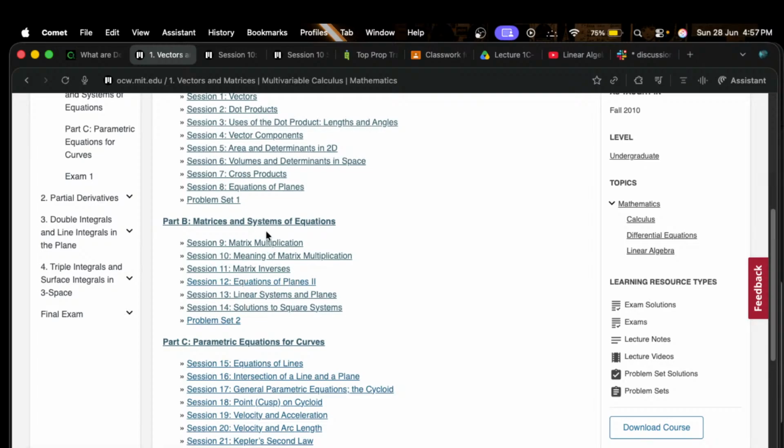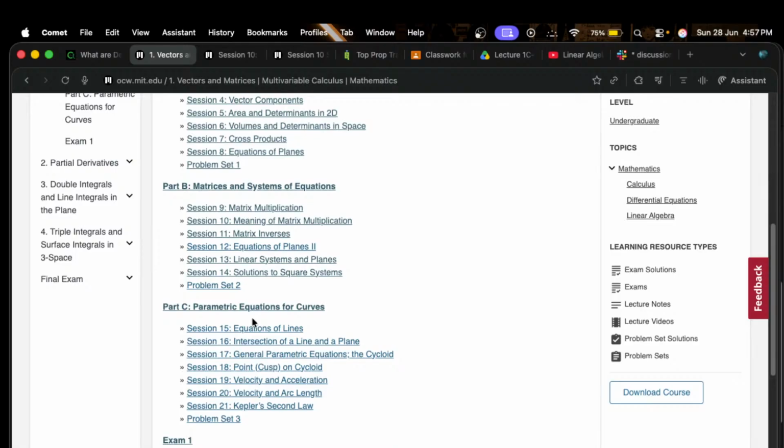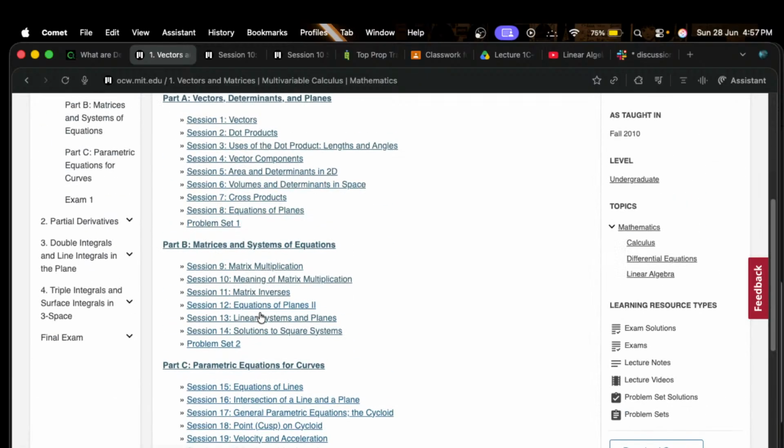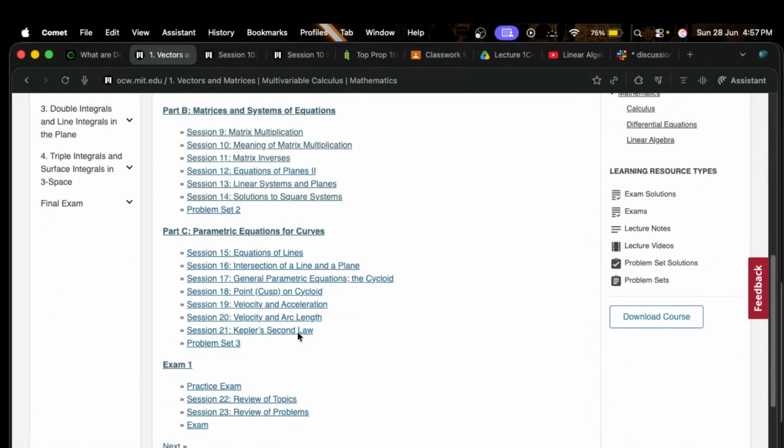So the dot, cross, and vector components are kind of useful. Cross is useful, matrix multiplication is useful, inverse of the matrix is useful. Then I came to solution to square systems. This is important, and probably that's it. That's all we need from here. Then we can just jump to probability.